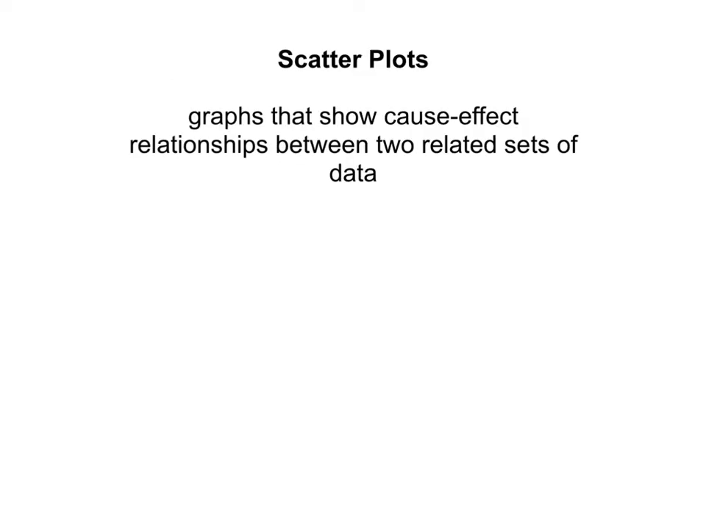So a scatter plot is going to be a graph that shows cause-effect relationships between two sets of data that have a connection. And the idea is going to be looking at one of them causing the other. So we're going to look at a number of situations that deal with that. A scatter plot is actually going to look like just a bunch of dots. And those dots are going to be scattered, and that's why it's called a scatter plot.